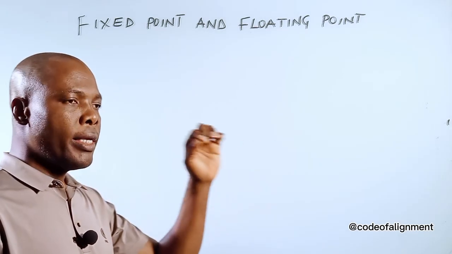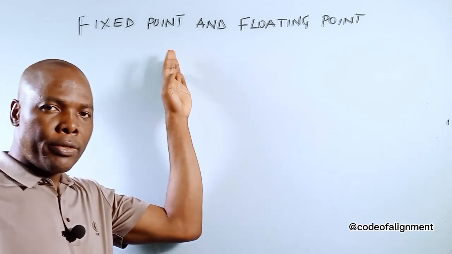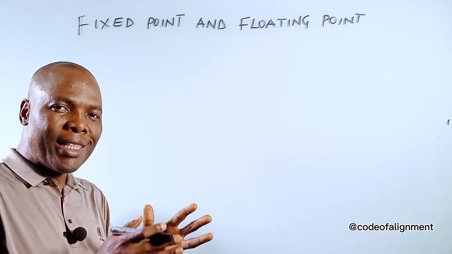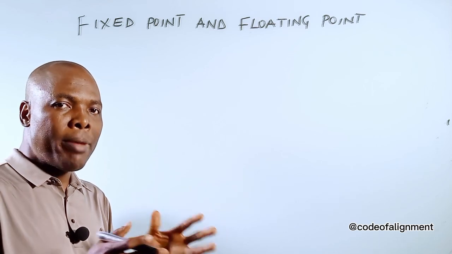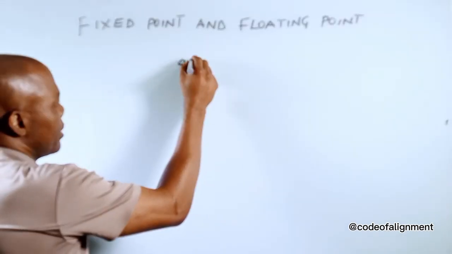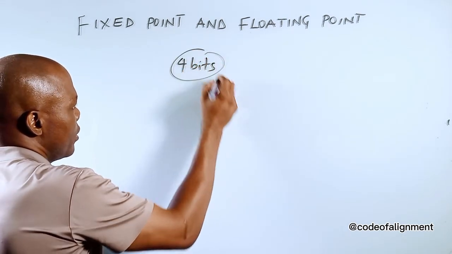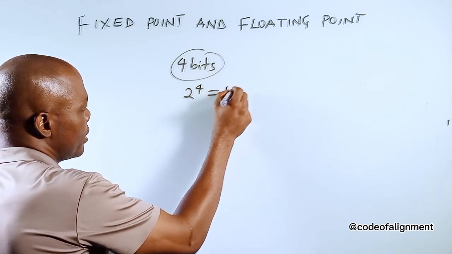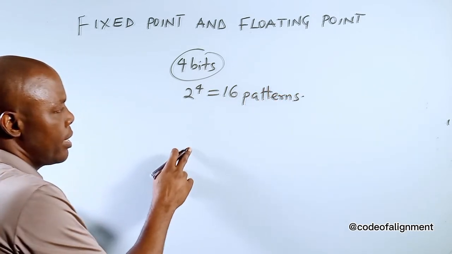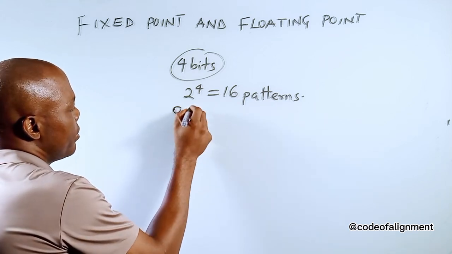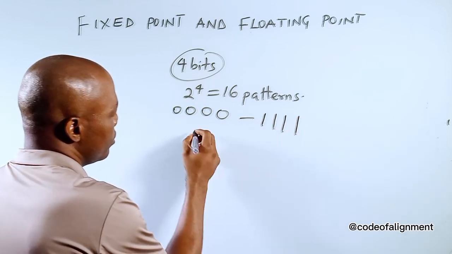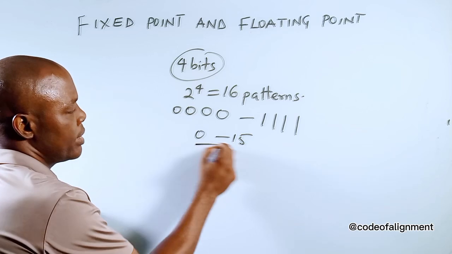Now, in the case of fixed point, the radix point is fixed. Because of that, you can only have a certain finite range of number representation. For example, if we take 4 bits, here you have 2 raised to the power 4, which equals 16. So you are going to have 16 patterns of representation, from 0000 to 1111, which is 0 to 15. This is how far you can go.